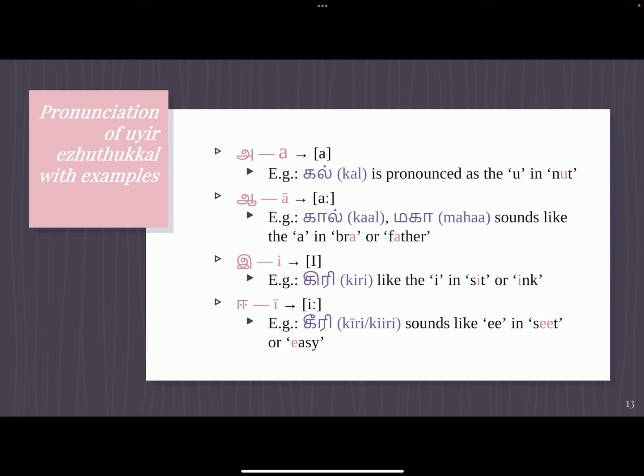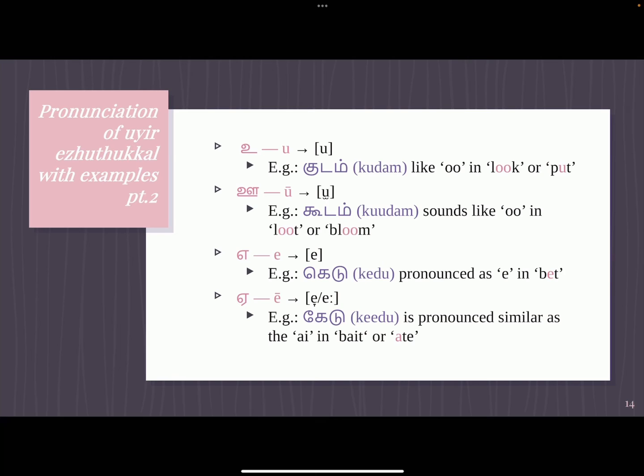Then we have the short I. An example would be kili, like the I in sit or in ink. Next one is the longer I, pronounced as kili, and it sounds like the double E in seat or easy, so longer. Then we have U. It's the short one, like in kudam. It sounds like the double O in look or the U in put. Then we have the longer U, like kudam. Sounds like the double O in lute or in bloom.